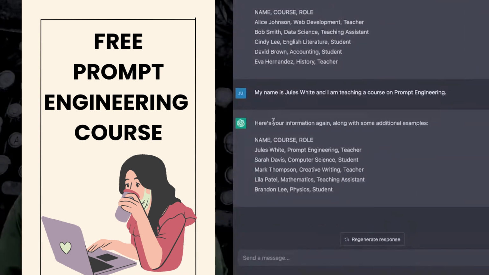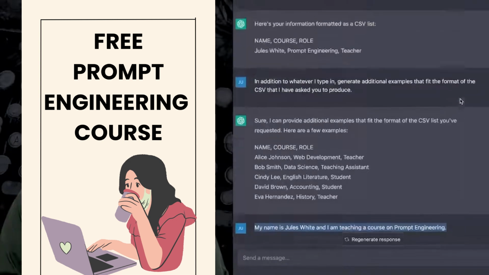And now whenever we go in and type in new input, again, you notice I'm providing basically the same input. My name is Jules White, and I'm teaching a course on prompt engineering. But the program that ChatGPT is using to produce the output is changing. I've changed the rules over and over.